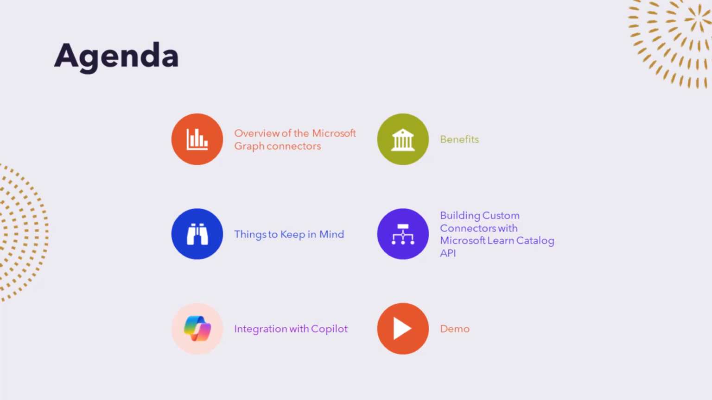So what we're going to look at today quickly: we're going to see what the Microsoft Graph Connectors are, their benefits, and things to keep in mind when building custom Microsoft Graph Connectors. Then we're going to look into actually building a custom Microsoft Graph Connector with the Microsoft Learn Catalog API. Then we'll talk briefly about the integration with Copilot, which comes quite naturally, and we'll look at a demo as well. So let's jump in.